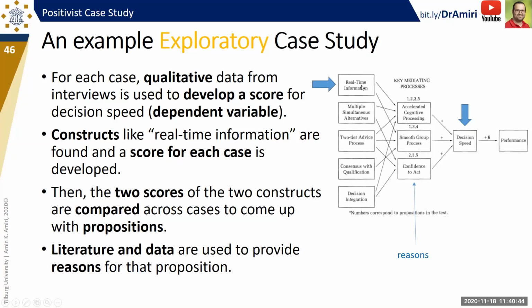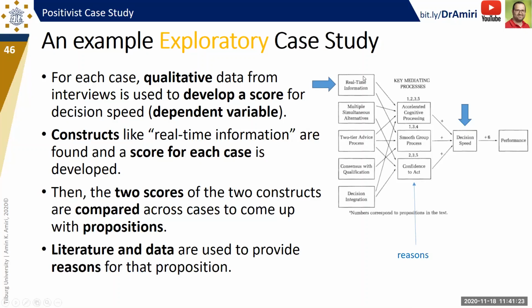And that score had a positive relationship with decision speed. That means when this one was high, decision speed was also high. So that means there is a kind of positive relationship between the two. And she also found support from data and from the literature that improving real-time information will improve accelerated cognitive processing, and that will improve decision speed. These are the hypotheses that I mentioned for you. So she introduced a new theory here.